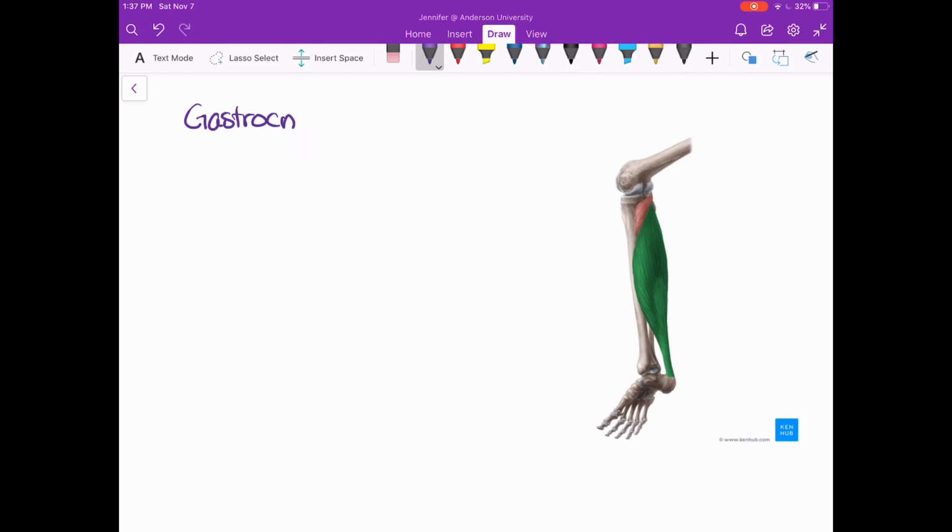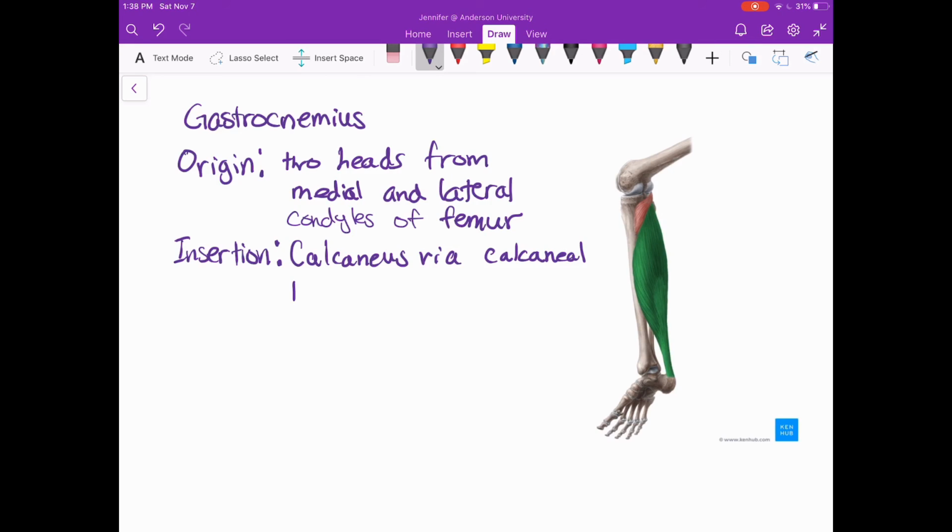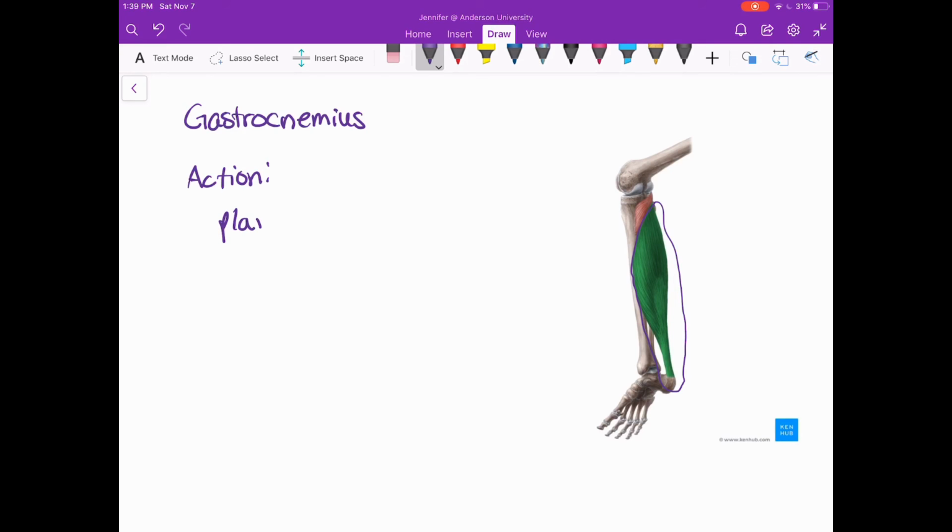Last but certainly not least, we have the gastrocnemius, which is a superficial muscle of the calf, and it has 2 prominent bellies. The origin is by 2 heads from medial and lateral condyles of the femur, and the insertion is the calcaneus via the calcaneal tendon or the Achilles tendon. The action for this one, it plantar flexes the foot when the leg is extended. It also crosses the knee joint and thus can flex the leg when the foot is dorsiflexed. So again, this is one of those that can act on multiple joints at once.